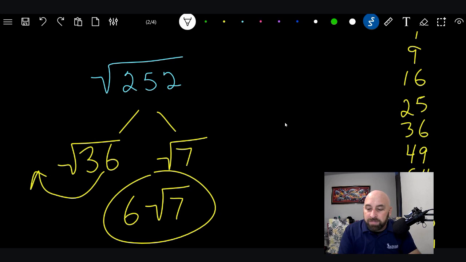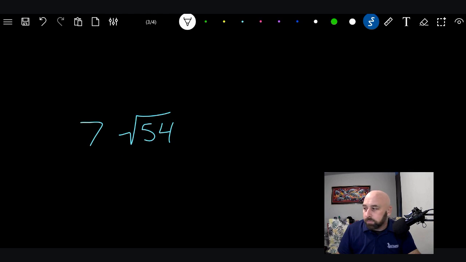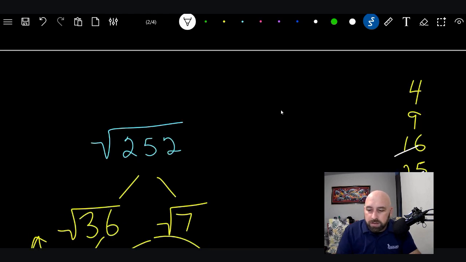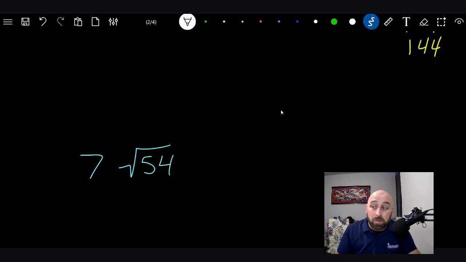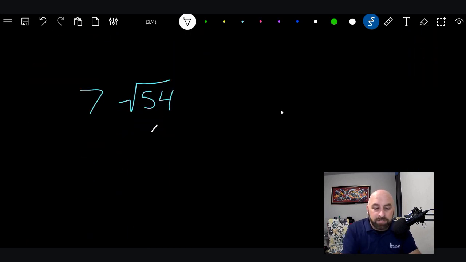Well, 54, you can start with 49. It doesn't go in there because obviously it can't be bigger than the number. It won't go into it if it's bigger. 36 doesn't go into it. 25 doesn't go into it. Does 16 go into 54? Okay, no, 16 doesn't go into it. Does 9 go into it? 9 into 54? It does. 9 times 6 is 54.